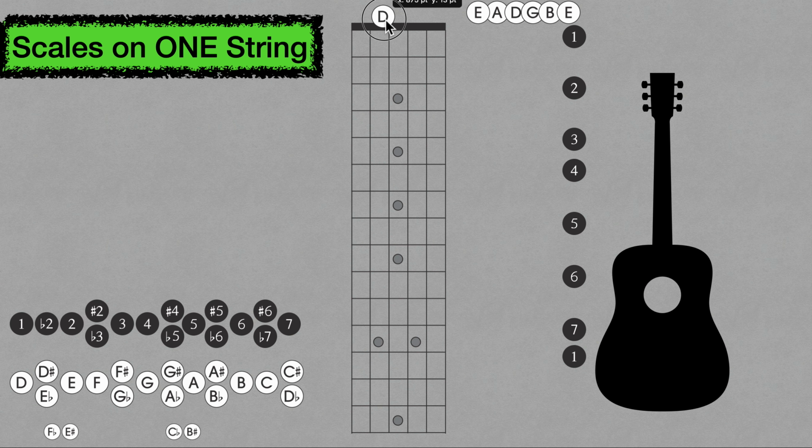So if I know my major scale in D, for example, which is D, E, F sharp, G, A, B, C sharp, and D, we see that we have the open to 4th fret, 5th fret, 7th fret, 9th fret, 11th fret, and 12th fret.